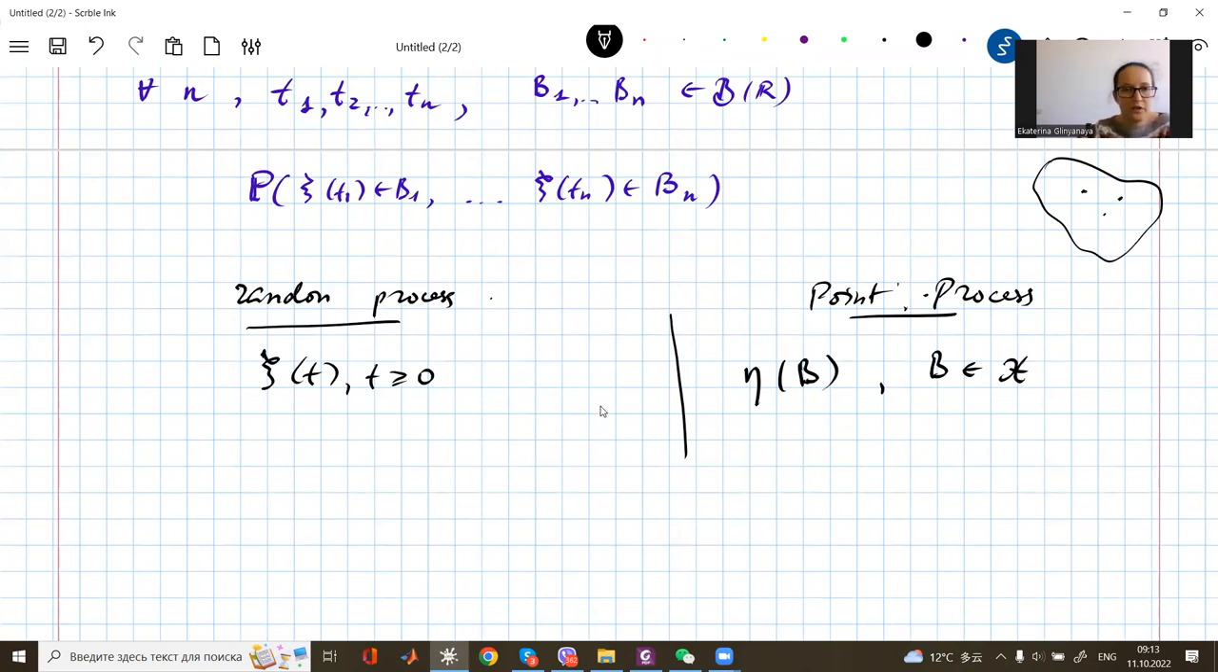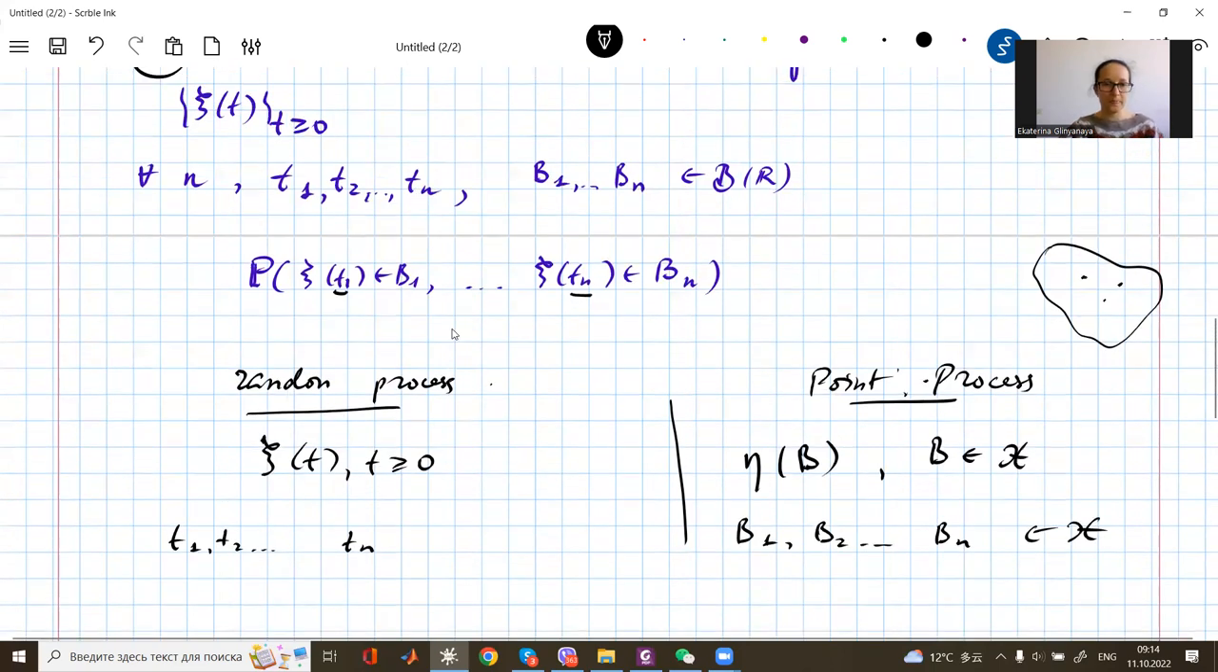So if I have the moments of time t1, t2, and so on, tn, here I will index not times but subsets the so-called finite dimensional distribution with subsets B1, B2, and so on, Bn. So we can see that for a random process we index the finite dimensional distribution with time, and here with subsets. So this is rather a strict analogy.